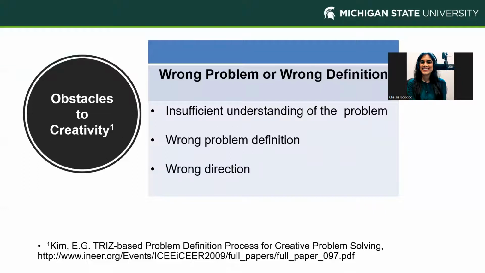One of them is having the wrong problem. So if you are looking at the wrong problem, you will not get to a novel technology. Or you have a wrong definition of the problem. This is very common. We see a problem, but we don't take the time to really define what the problem is. We assume that we know the problem, but actually we may not.